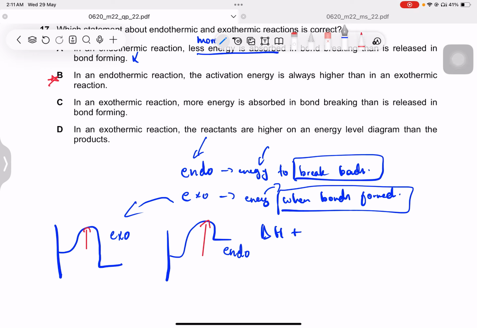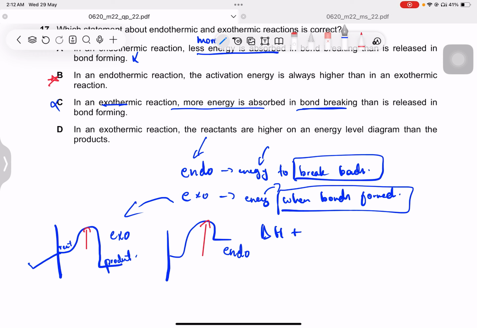Next, in an exothermic reaction, more energy is absorbed in bond breaking than is released in bond forming. No, no, no. All of it is wrong. That's not exothermic, that is endothermic. In an exothermic reaction, the reactants are higher on an energy level diagram than the products. So this will be the reactants in an exothermic and this will be the products on an exothermic diagram. So this is definitely true.